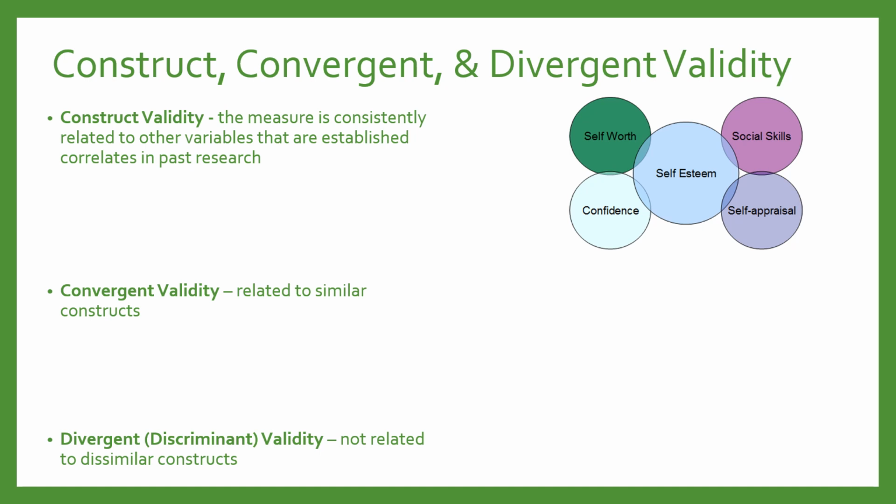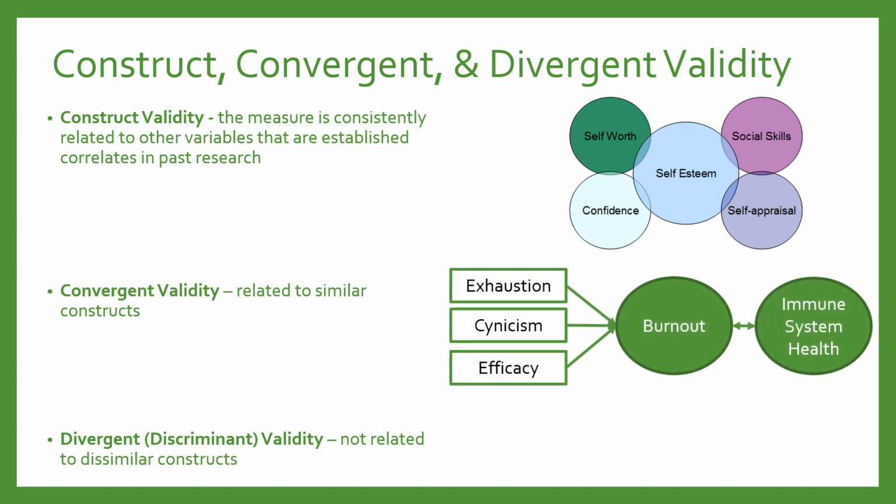Convergent validity is looking to see if survey scores are strongly correlated with another type of measure for the same construct. So for example, making sure that all of the burnout subscales are correlated and converge on an overall burnout construct. And also that burnout survey scores are related to a physiological indicator of burnout. So maybe looking at immunoglobulins in the blood system or immune system health to see if that is also related to your measure of burnout.